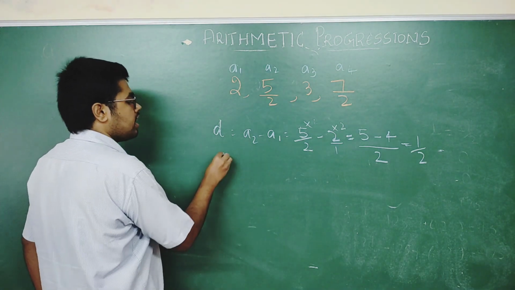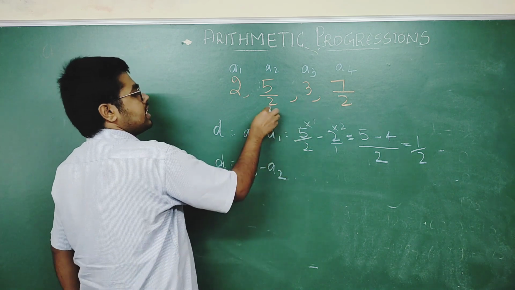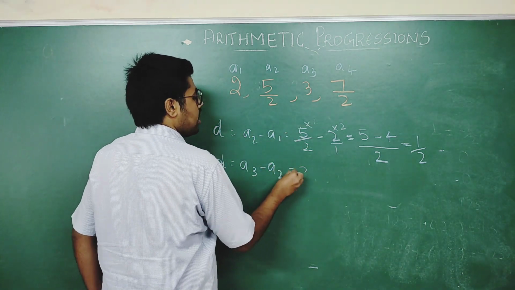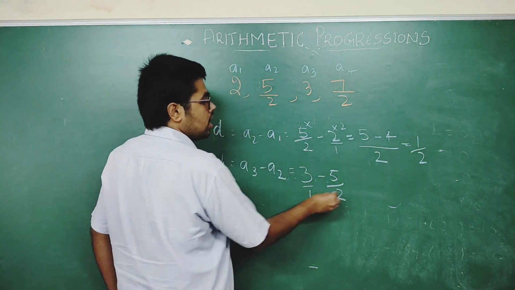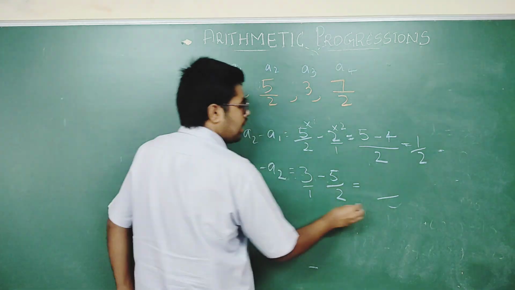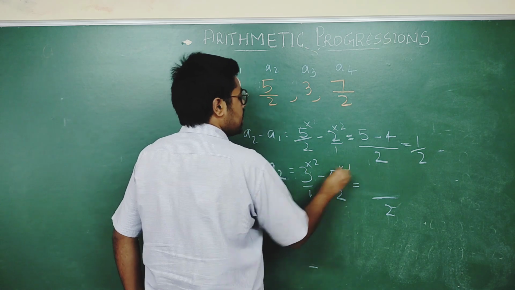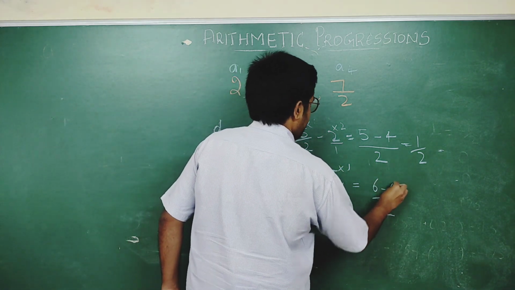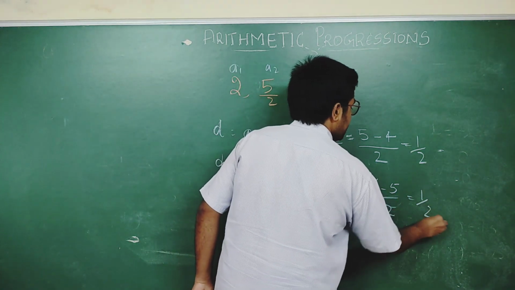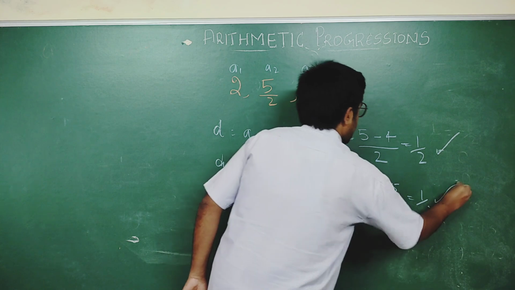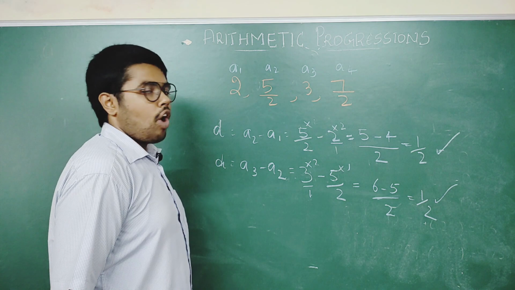So let me also try for the next two numbers. A3 minus A2. What is A3? 3 minus 5 by 2. Again the same. Just put 1 here. When you multiply this 2, it becomes 2. So this goes here and this comes here. 6 minus 5. See, 3 twos are 6, 5 ones are 5. 6 minus 5 is half. If you see here, the two common differences are the same. So we can easily conclude that the common difference is the same.